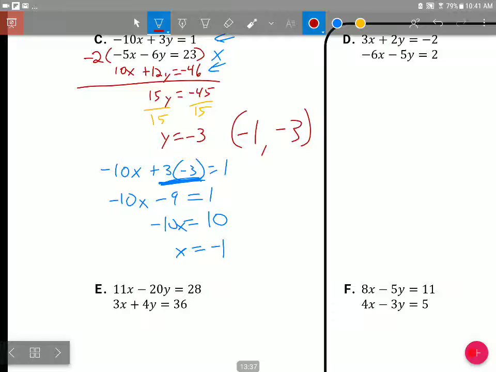Let's click one. There's 2 more I want to get through. We'll probably call it quits. All right. Letter D. Think about it. Don't yell it out.